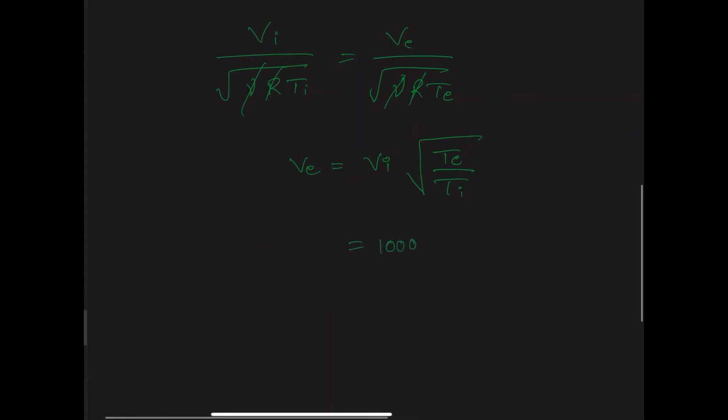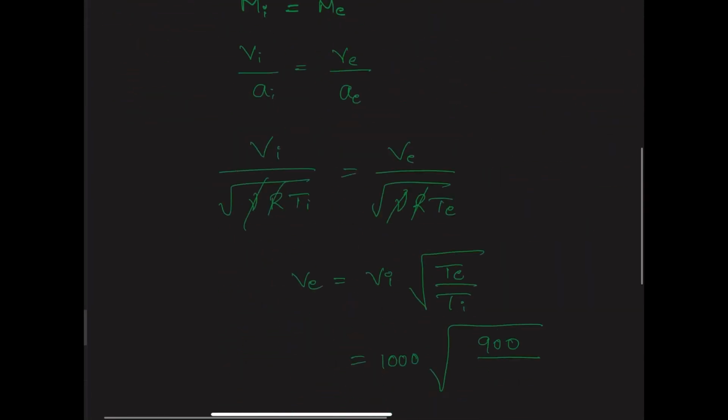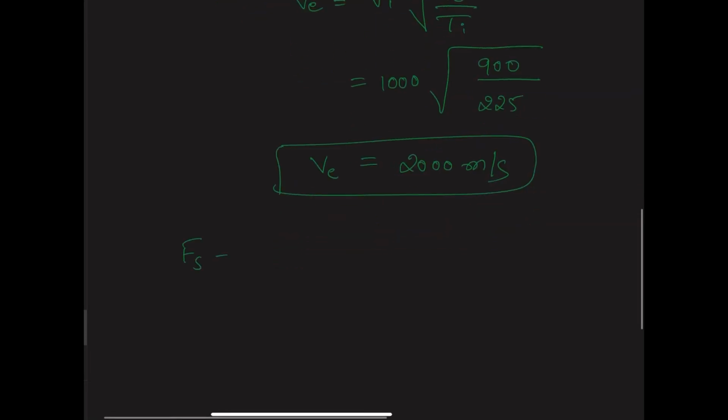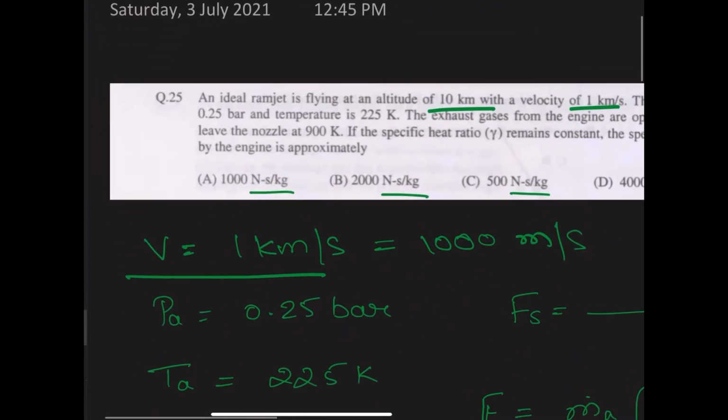So this is 1000 meter per second, Te is 900, and Ti is 225 Kelvin. If you do this, your exit velocity you will get as 2000 meter per second. So you got the exit velocity. Now specific thrust is equal to Cj minus Ci. Cj is 2000, Ci is 1000. Therefore specific thrust is equal to 1000 Newton second per kg. So 1000, option A is the right answer.